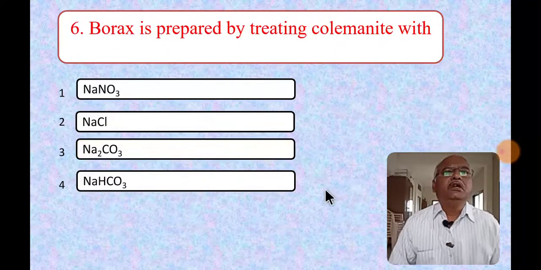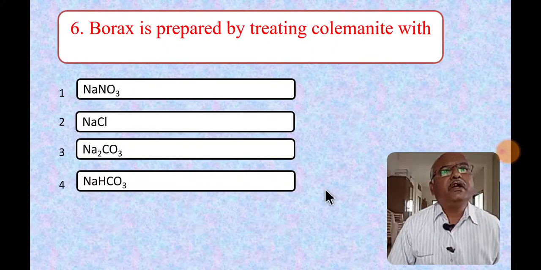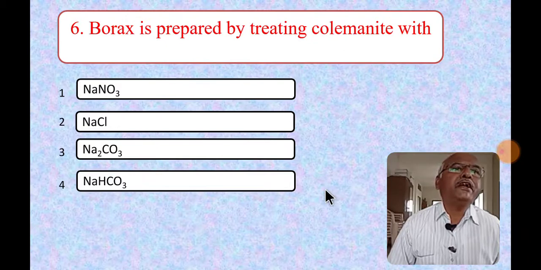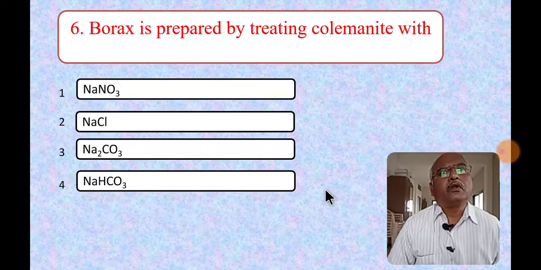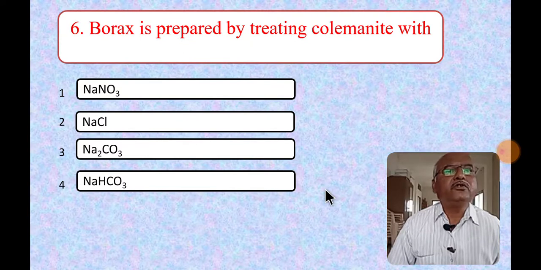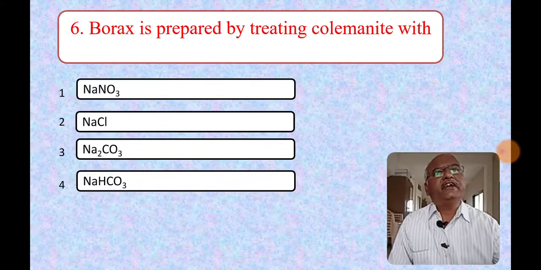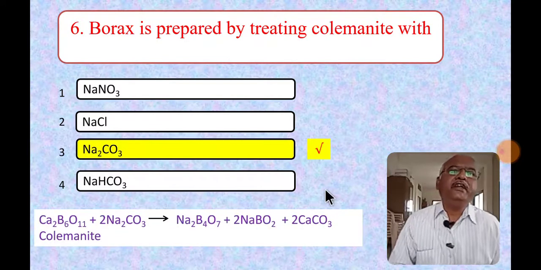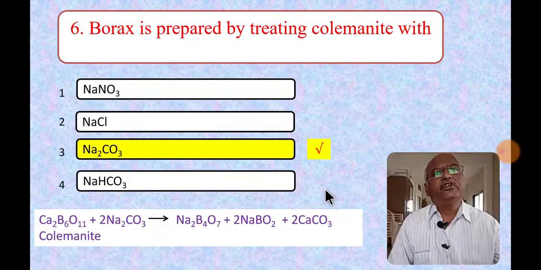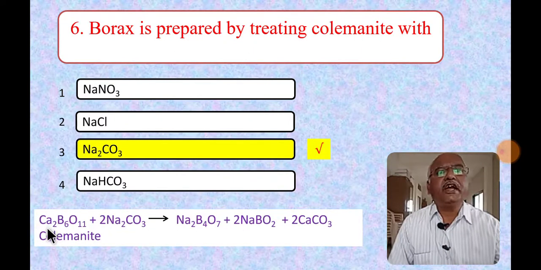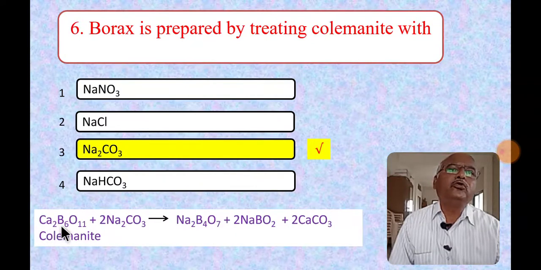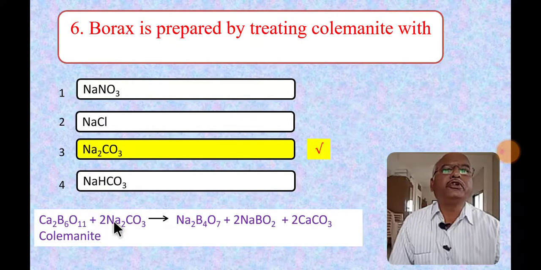Sixth question, borax is prepared by treating colemanite with NaNO3, NaCl, Na2CO3, NaHCO3. Check the correct answer, Na2CO3. So here colemanite having formula Ca2B6O11 when treated with sodium carbonate, borax is produced.